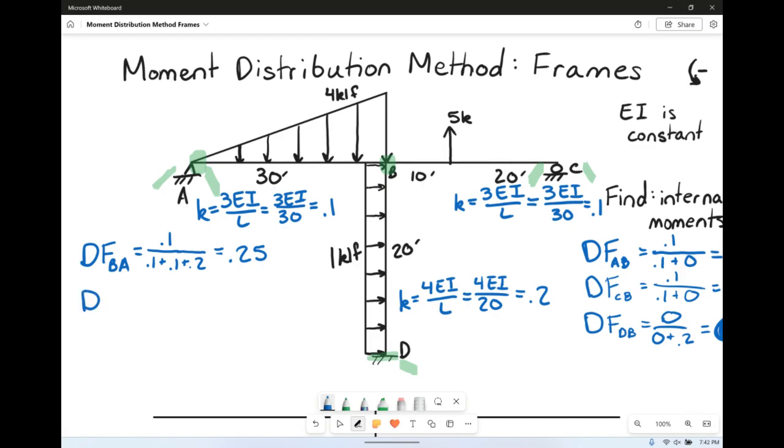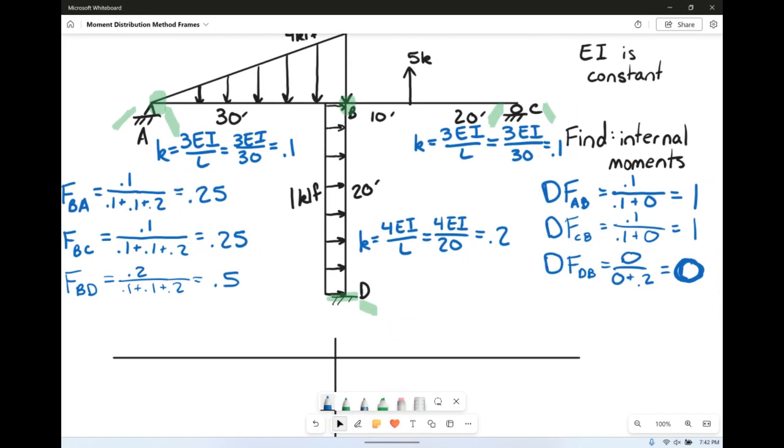Same thing if we're looking at the distribution factor of B on side C. Again, that was also 0.1, and the sum of everything is 0.1 plus 0.1 plus 0.2, so that equals 0.25. And lastly, the distribution factor for B on side D is going to be 0.2 over 0.1 plus 0.1 plus 0.2. So that's 0.5.